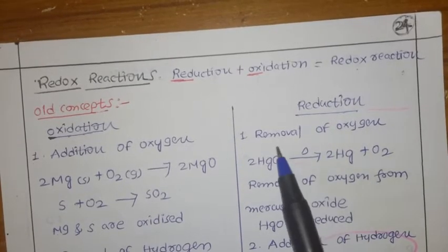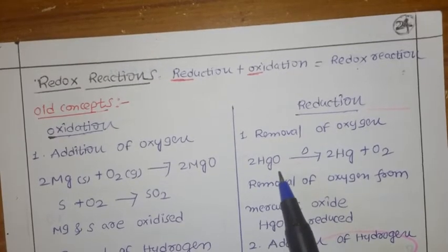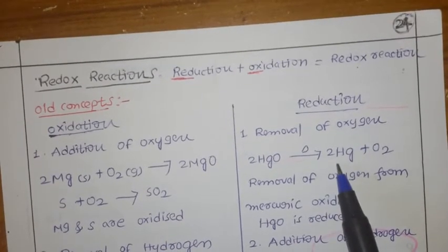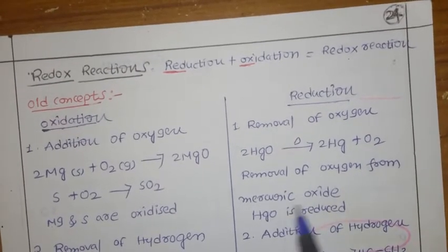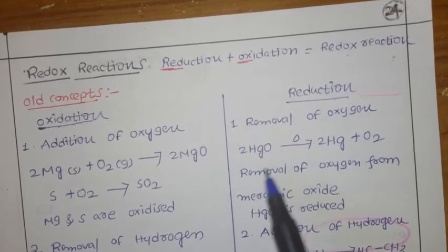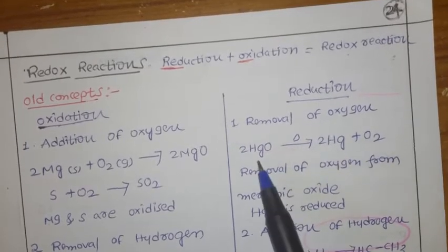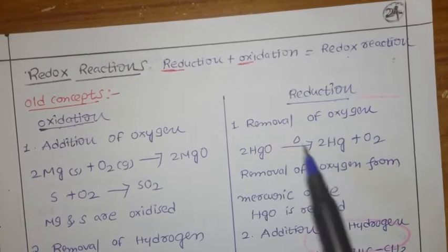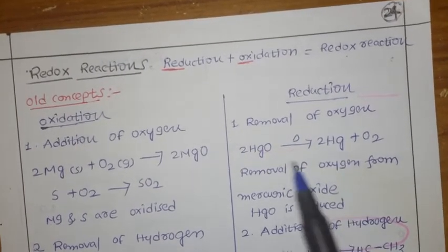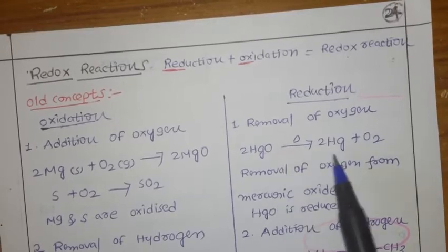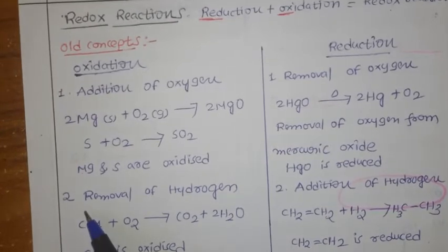Next, reduction is removal of oxygen, the reverse of this. Removal of oxygen is called reduction. For example, 2 moles of HgO on heating gives 2 moles of mercury plus oxygen. Here removal of oxygen from the mercuric oxide occurred, so HgO, mercuric oxide, is reduced. This is one definition of reduction. From HgO one oxygen is removed, so it is called reduction.